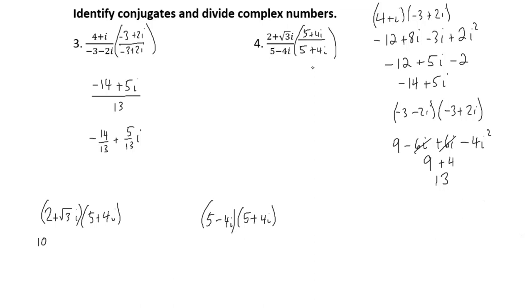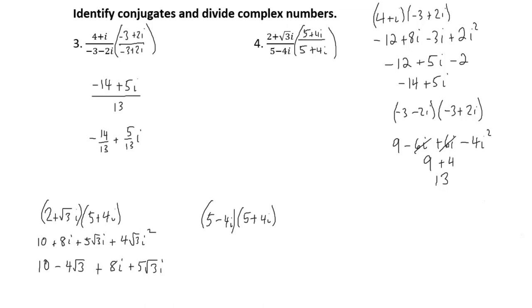All right, so 2 times 5 is 10. 2 times 4i gives us 8i. 5 times square root of 3i gives us 5 square root of 3i. And square root of 3 times 4 is plus 4 square root of 3i squared. So let's simplify that. So then we have 10 minus 4 square root of 3, since i squared becomes negative 1, plus 8i plus 5 radical 3i.